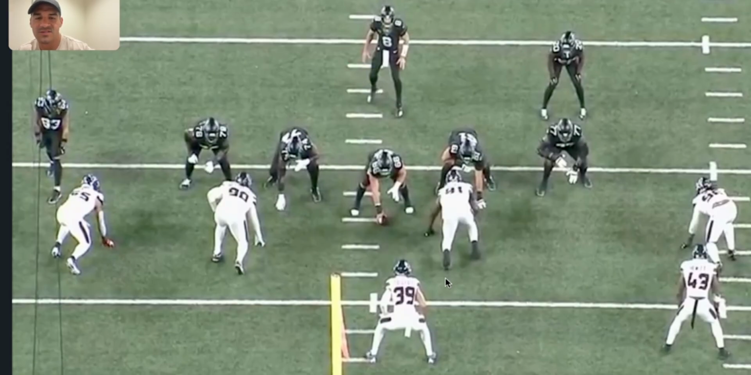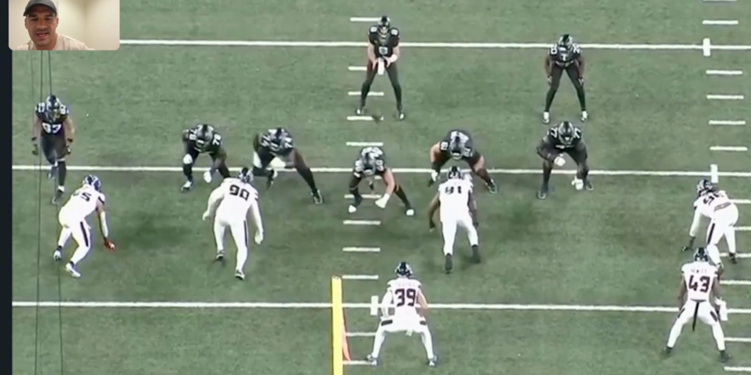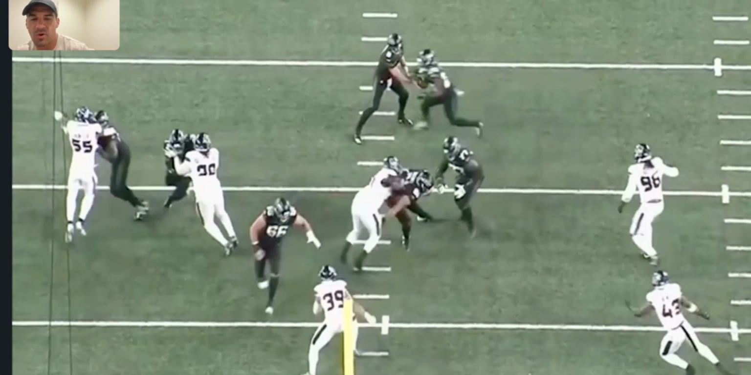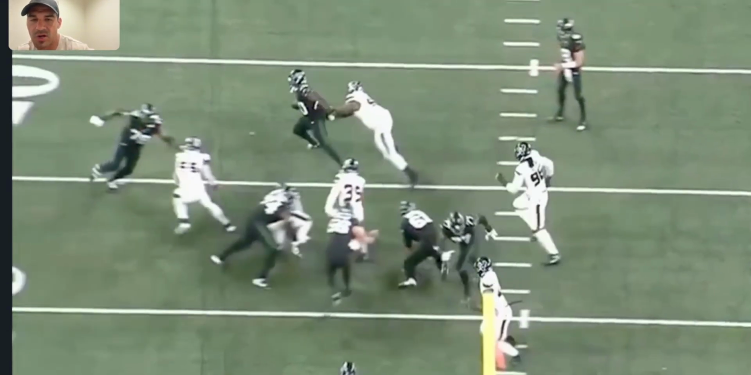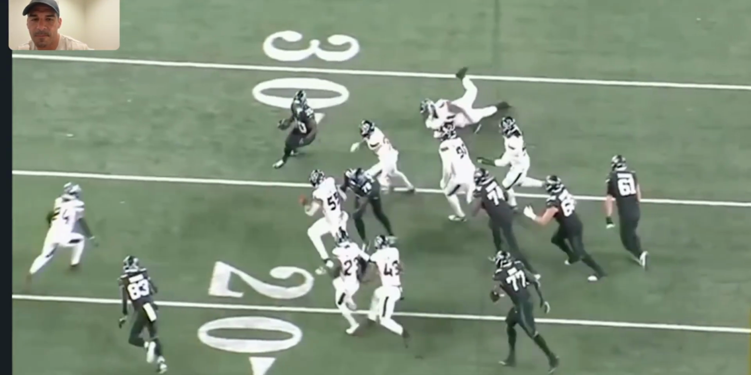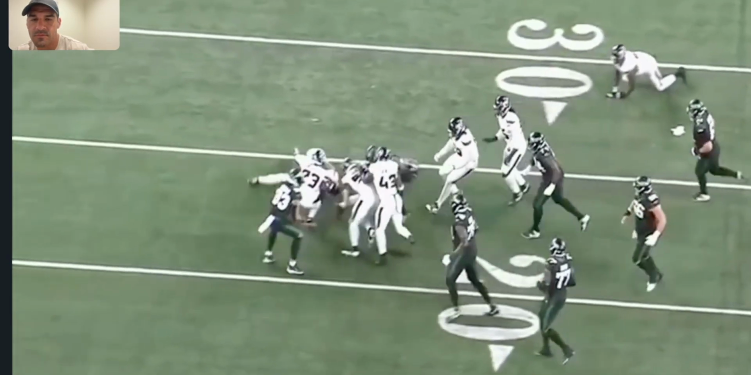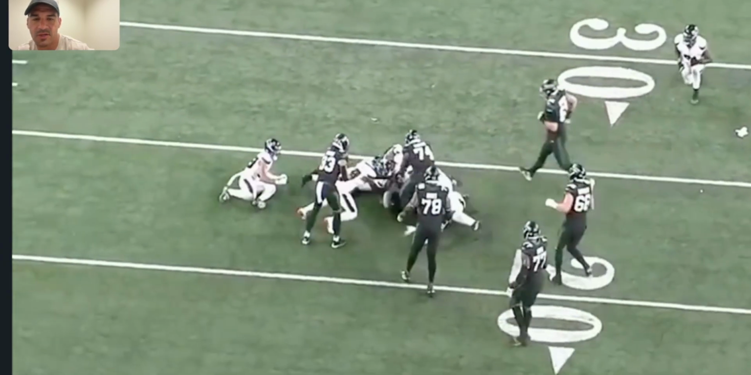So in this case, To'oTo'o probably already knows that there's a good chance that this is going to the left, and so he wants to get to that A gap quickly. But if that center oversets him like that, once again, he's just going to set him and slip him and then come right underneath and get right back on his track to stay inside out on that ball carrier to make the play. Really nice job there by Henry To'oTo'o.